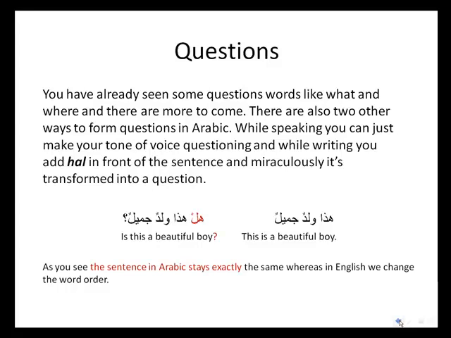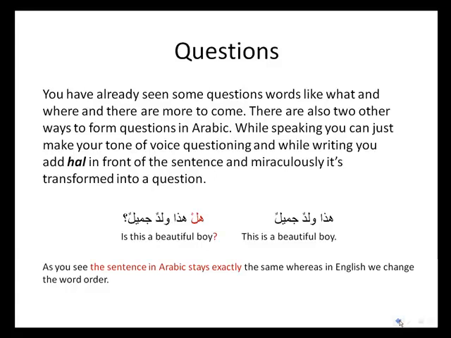We have talked about demonstrative pronouns before, and we said a sentence like هذا ولد جميل would mean this is a beautiful boy. A statement. This boy is beautiful. Fine. No questions. While speaking, we could make it a question. هذا ولد جميل? Is this a beautiful boy? Just by the way we're saying it.